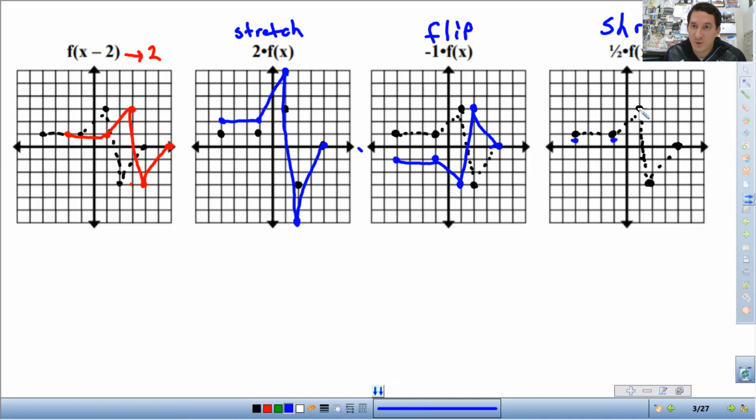So half the distance, half the distance. So this one is 1, 2, 3. Half of 3 is 1.5. So I need to go 1.5. So it's going to be right here. So this one, 1, 2, 3, 1.5 right there. Last point is there. So you just connect the dots so it squishes it down closer to the x-axis.